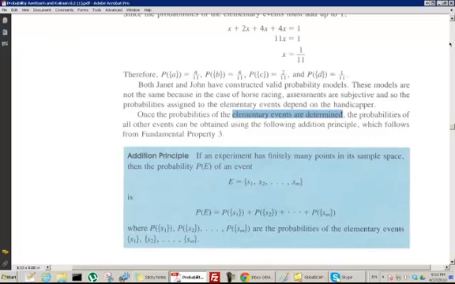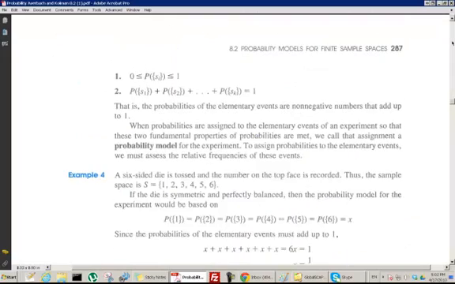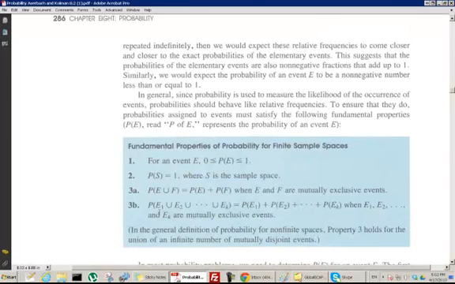Let's go back. What is fundamental property 3? Remember that one? That says that the probability of, for example, E union F is equal to the probability of E plus the probability of F. So if you have a union, you can rewrite it as a plus. But remember, this is only true when these two events E and F are mutually exclusive. So if they're mutually exclusive, then you can change union to plus.